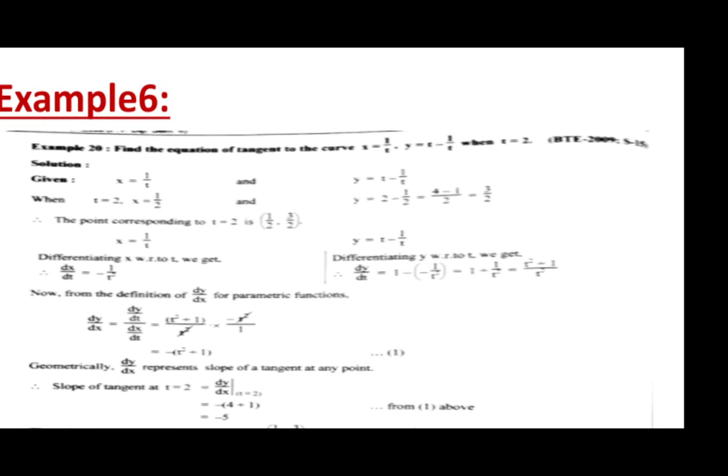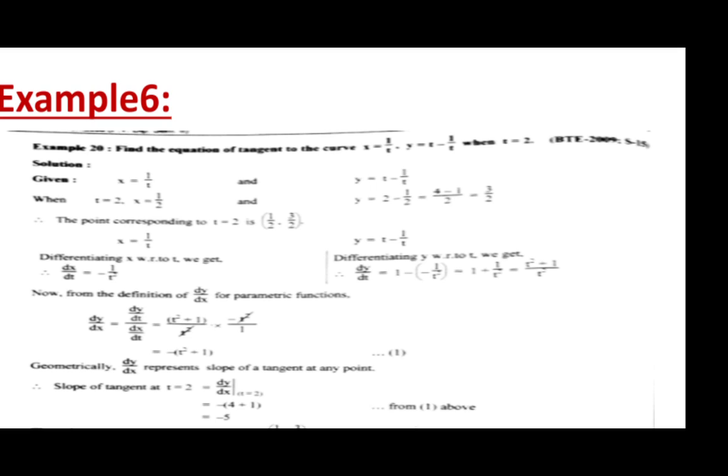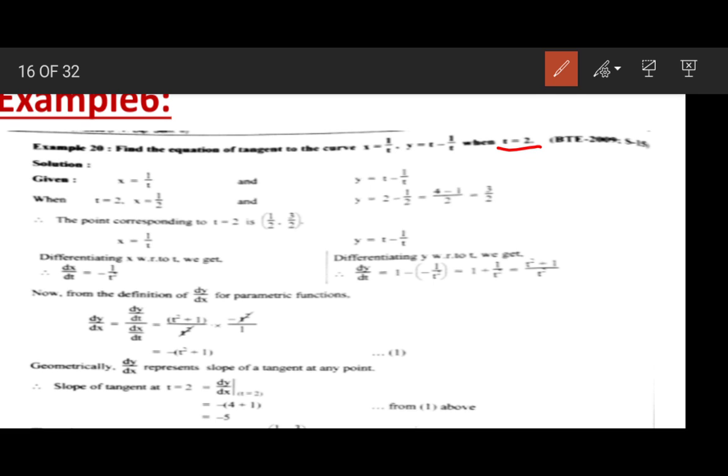Then see one more example. The question is: find the equation of tangent to the curve x is equal to 1 upon t and y is equal to t minus 1 upon t, where t is given as 2. Now this is a parametric function, so first let us find the point. When t is equal to 2, x will be 1 upon 2 and y will be 2 minus 1 upon 2, that is 3 upon 2. So the point is (1 upon 2, 3 upon 2).